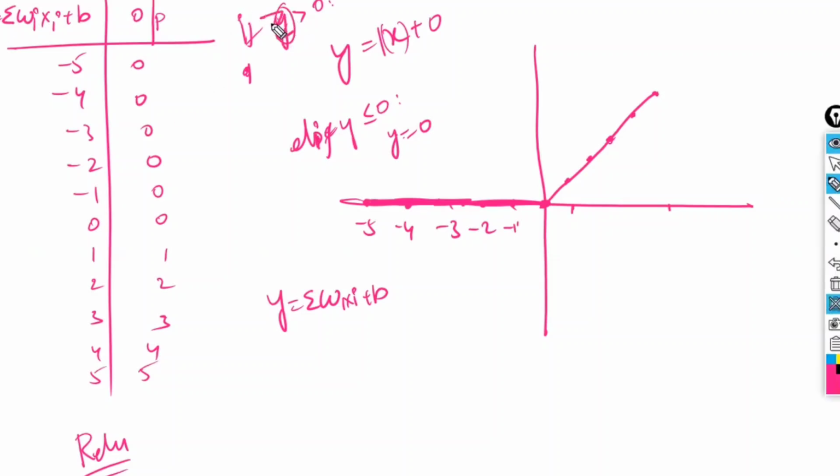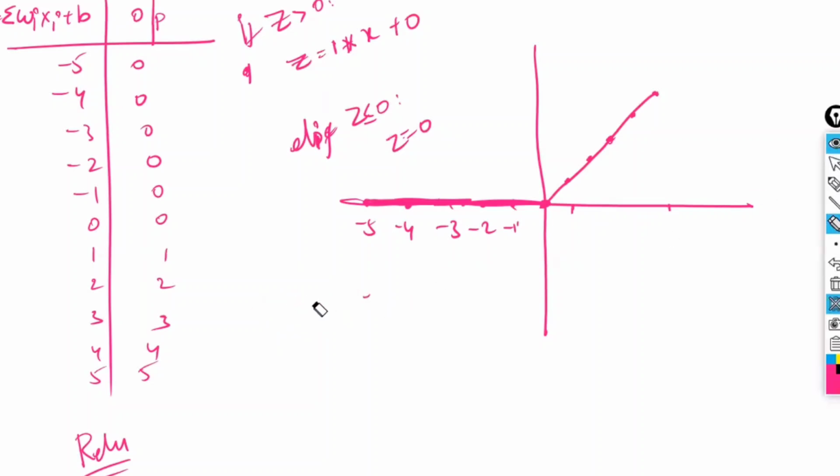If the z value is greater than 0, then convert the z value to 1 into x plus 0. Z is equal to 1 into x plus 0. If the z value is less than 0, convert the z to exactly 0. Right? Now you have got the equation like this.